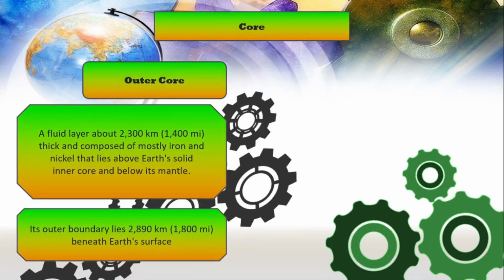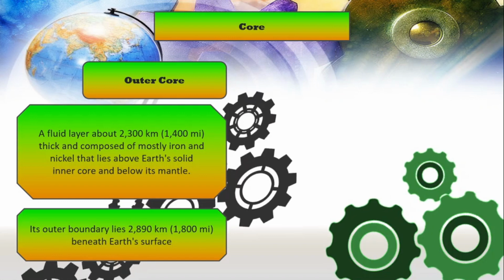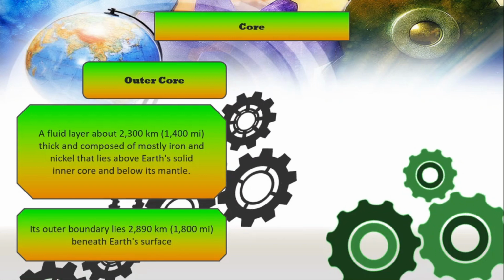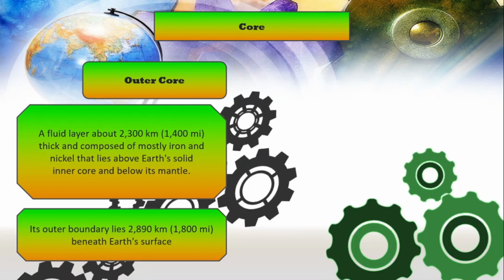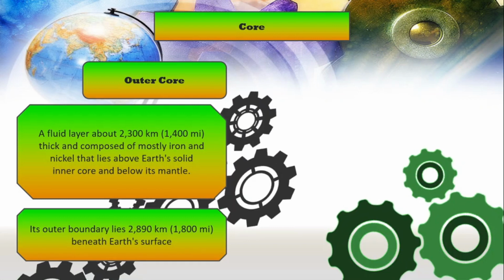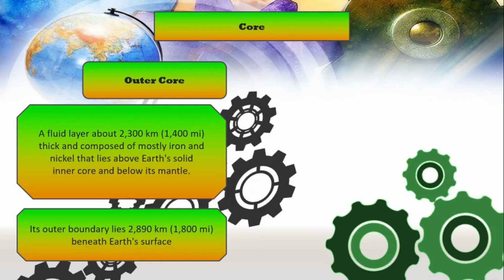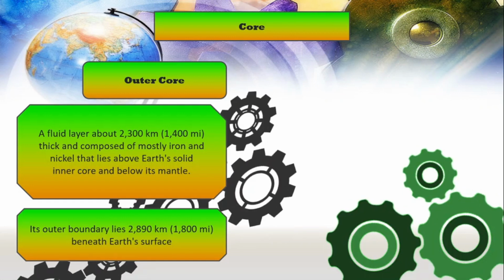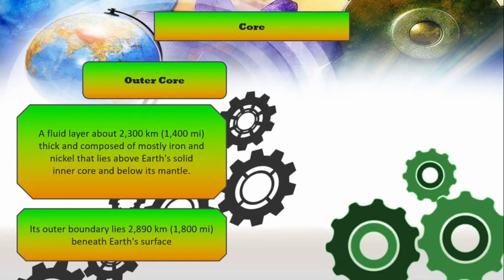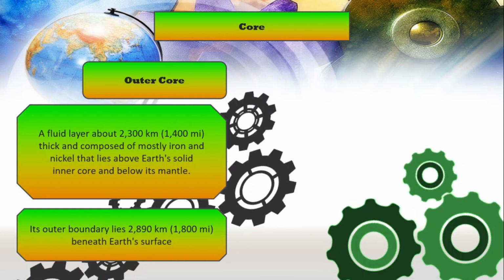Outer core is a fluid layer about 2,300 km or 1,400 miles thick and composed of mostly iron and nickel that lies above the Earth's solid inner core and below its mantle. Its outer boundary lies 2,890 km or 1,800 miles beneath the Earth's surface.